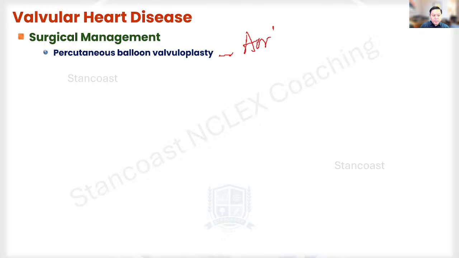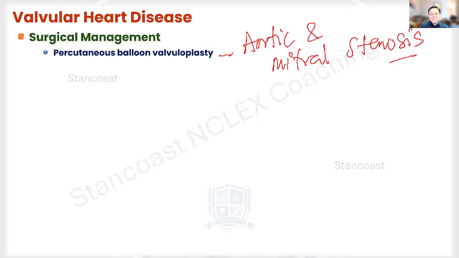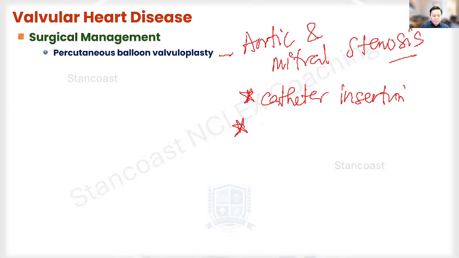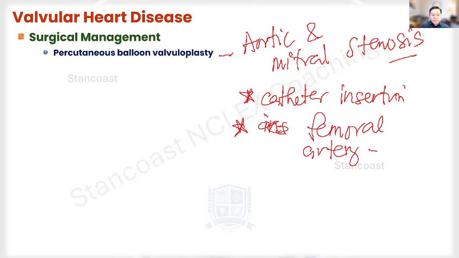Intended for aortic and mitral stenosis. So what is involved here? There is a catheter insertion. And this is going to be inserted into the femoral artery, and it will be advanced into the heart, just similar to the cardiac catheterization. And there is going to be inflation of the balloon at the stenotic lesion. Okay, so the approach here will be insertion of catheter into the femoral artery, and eventually into the heart.